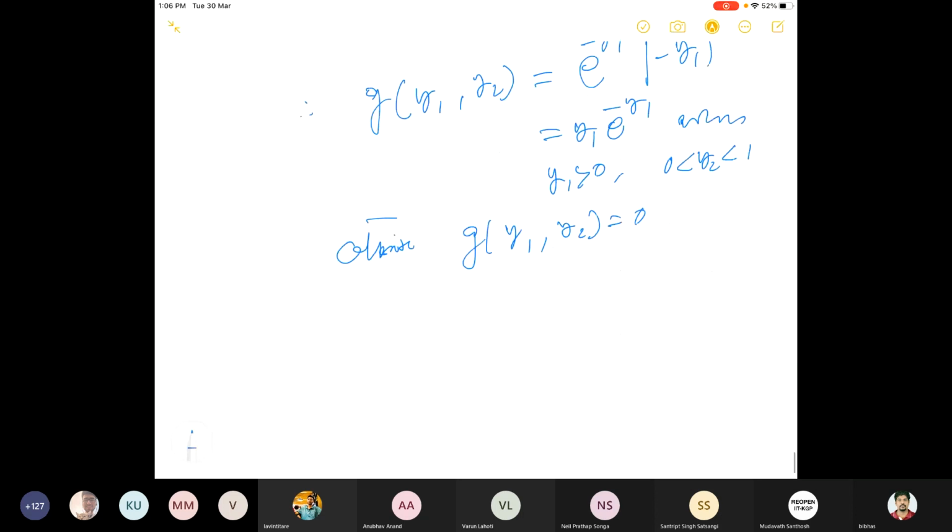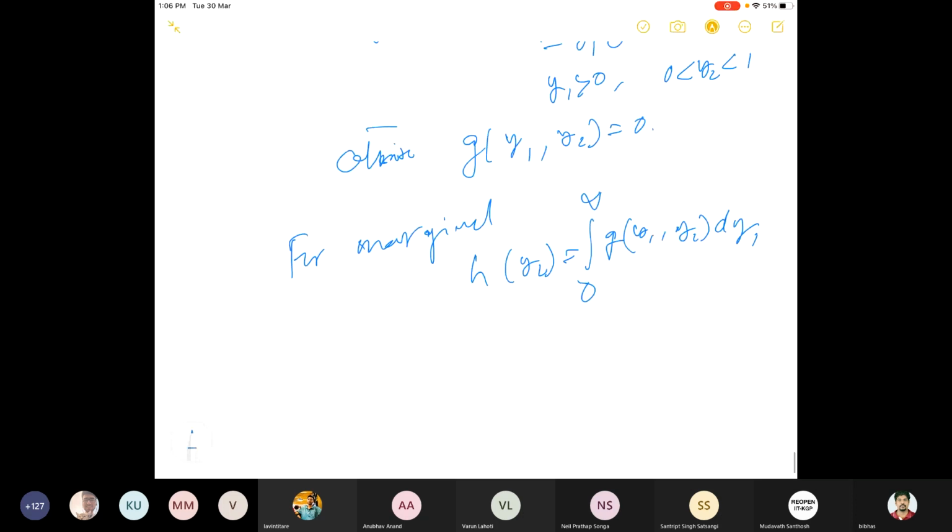And then if you want to find the marginal distribution, of course you know what it is, but let me just write it. For the marginal h of y2, we integrate g of y1, y2 from 0 to infinity with respect to y1, and you can find out the value. Whatever the value is, that will be the marginal distribution.